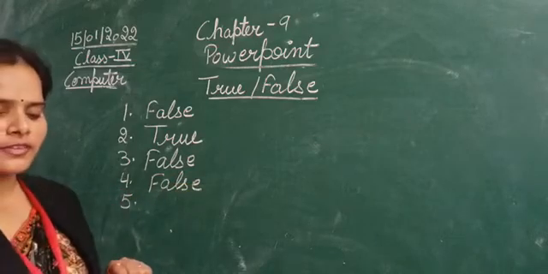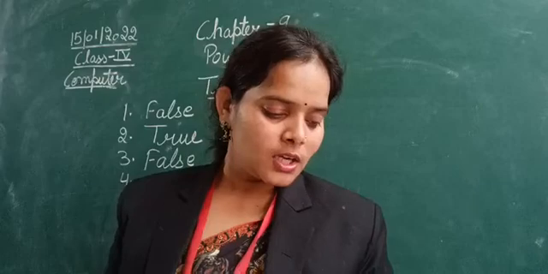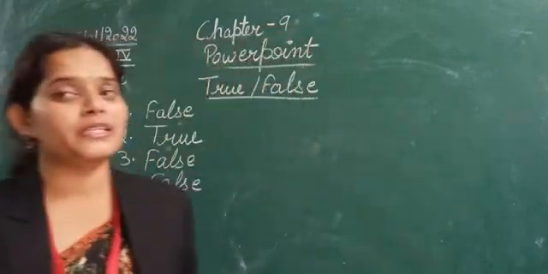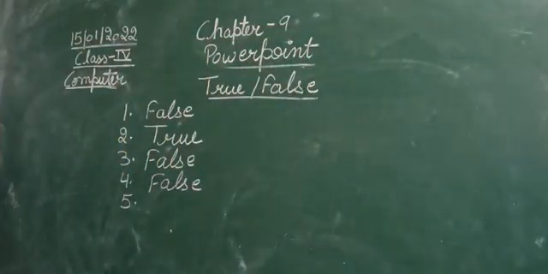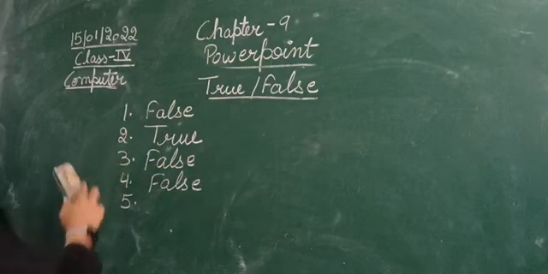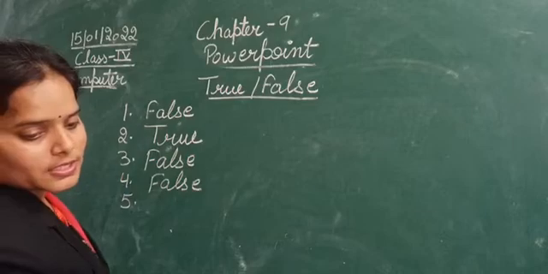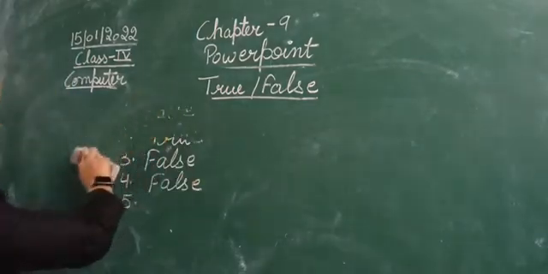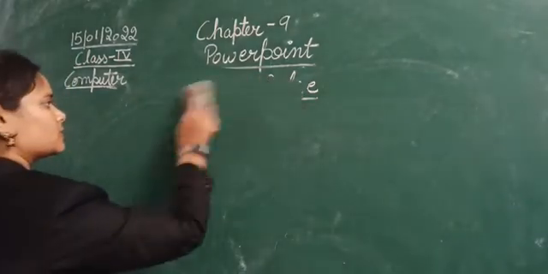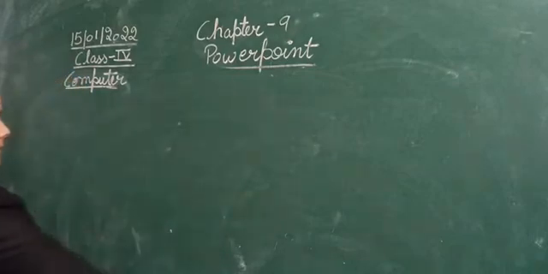Moving next to the fifth one. Okay, so now with this we have completed the true false as well. So you can pause it here and note it down in your notes. Moving next to the C1, that is fill in the blanks.